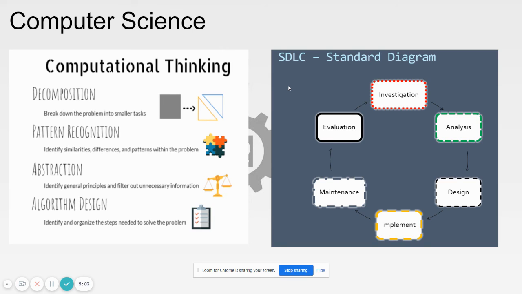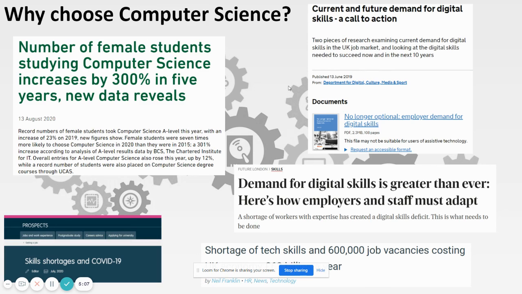As I say, it's a highly valued qualification, but don't just take my word for it. There's been much made recently about the need for digital skills, and this is a sector where there is a demand and numerous opportunities do exist.